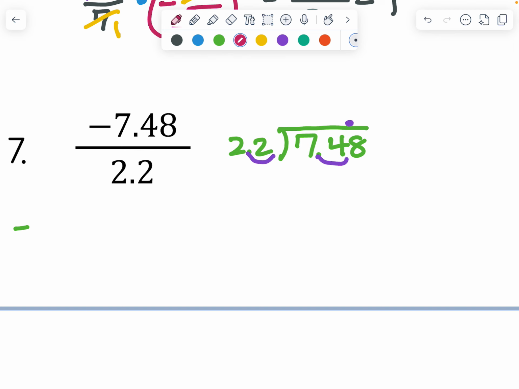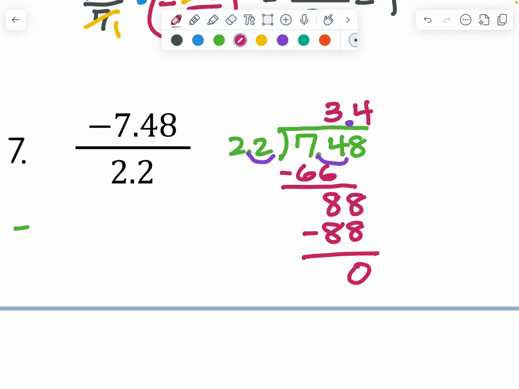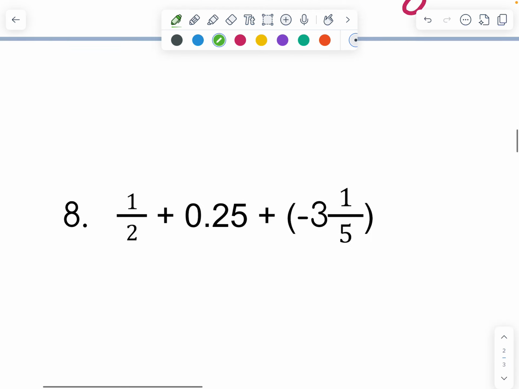All right, let's try it now. 22 goes into 74 3 times. That'd be 66. I'm going to subtract. And if I subtract, I believe that is 8. Bring down my other 8. 22 goes into 88 4 times, which is 88. Look at that. My final answer is a negative 3.4. Ta-da! All right, let's go to the back side.